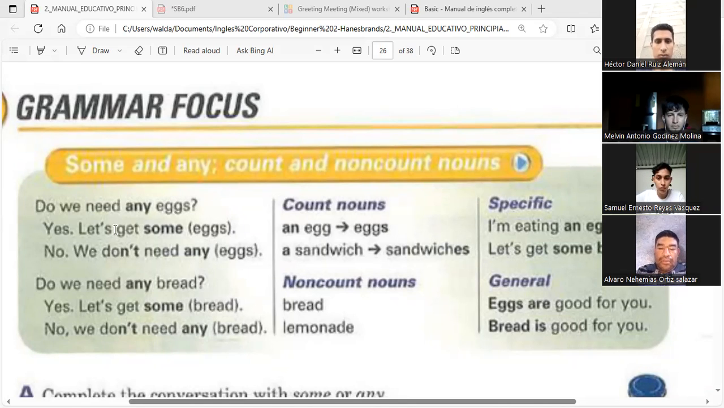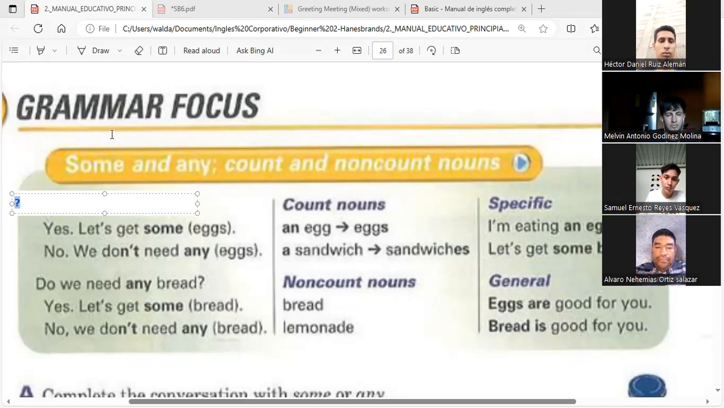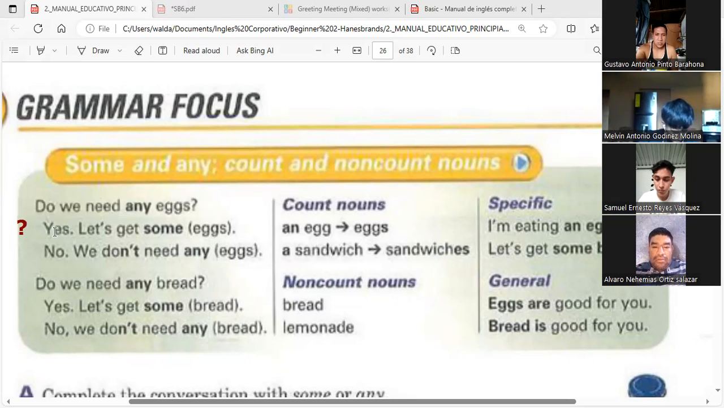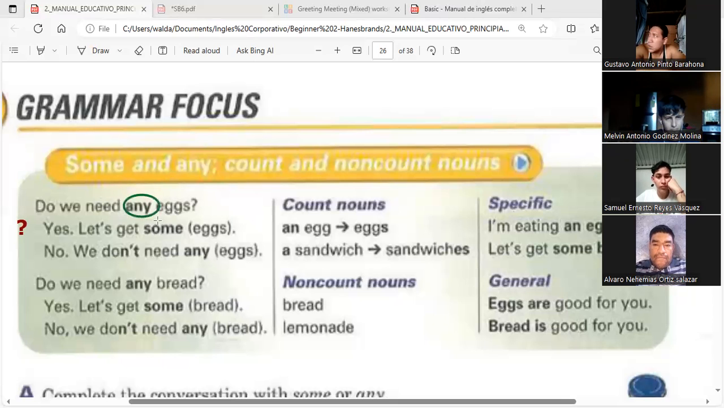All right. So, we already talked about count, non-count, specifics, and generals. Now, if we're asking a question, we can use the word any. So for questions, for example, do we need any eggs? Okay, do we need any eggs? Or do we need any bread?